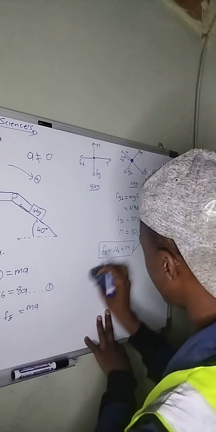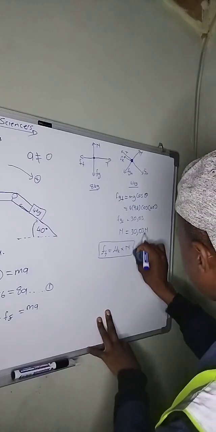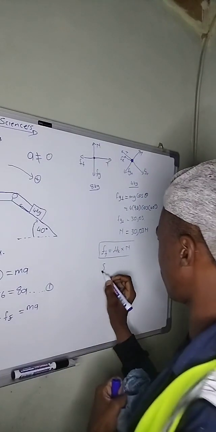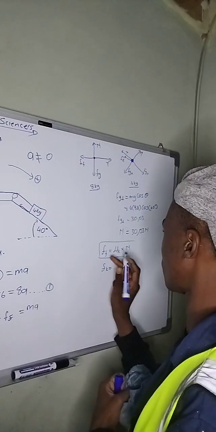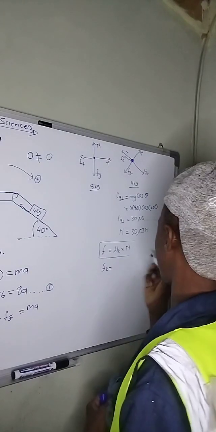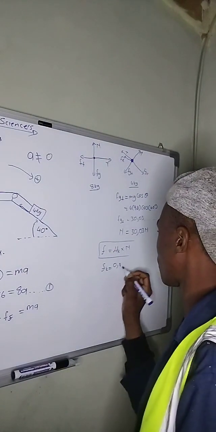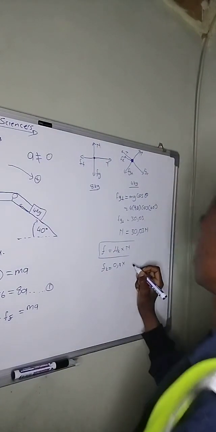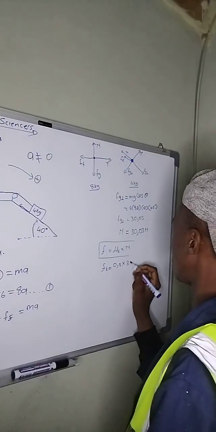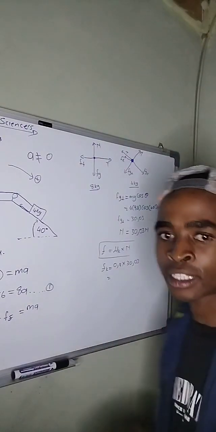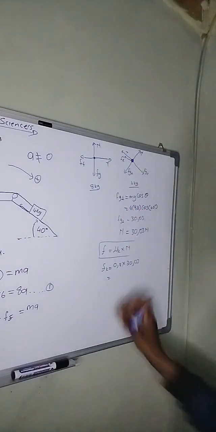But in this case, let's break the rules. We are going to have FK. So FK is going to be 0,4 multiplied by the normal. Where is our normal? 30,03. So what is the answer here?